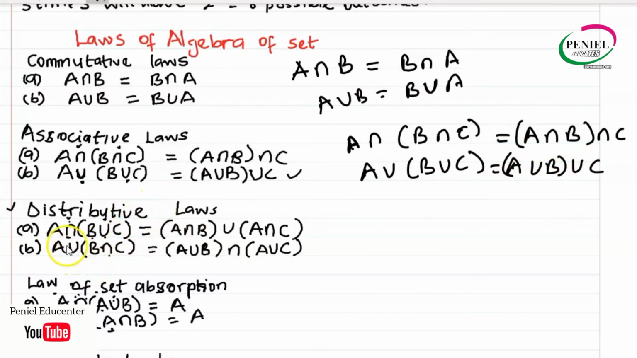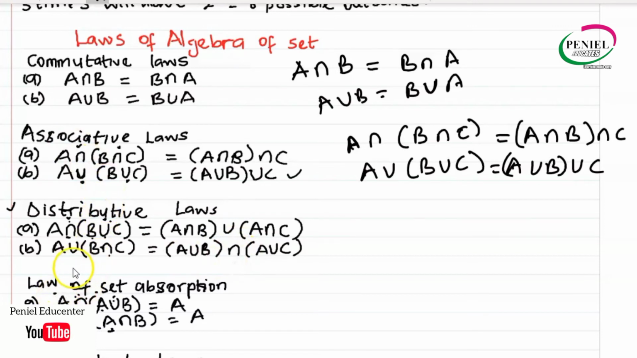Our distributive law says that A intersect B union C is equal to A intersect B, then you put this union, then A intersect C. That's distributive law. The same thing goes with A union B intersect C. Don't forget that what we have here, we have intersect here, we have union in the brackets. So here we just have union, so inside, for this particular one also we're going to have the intersect.